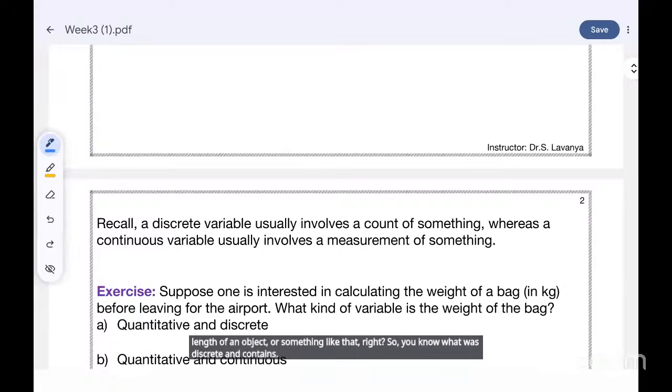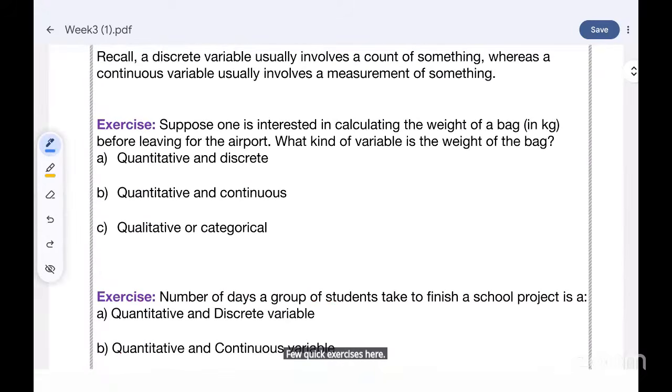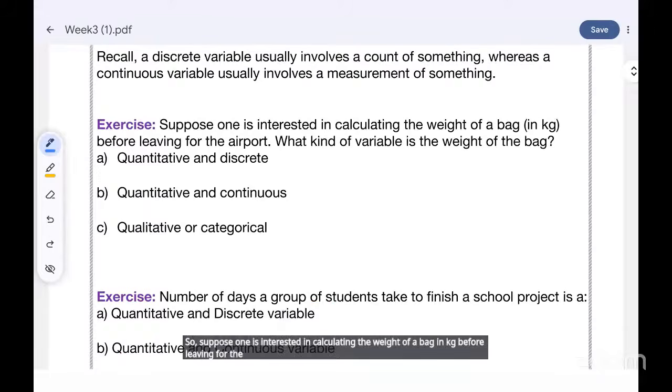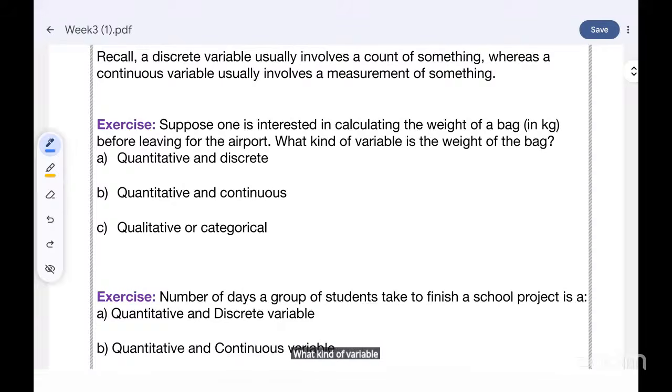Okay. So just to check whether you remember it properly, a few quick exercises here. Suppose one is interested in calculating the weight of a bag in kg before leaving for the airport. What kind of variable is the weight of the bag? Option B. It is quantitative and continuous, right? Okay.